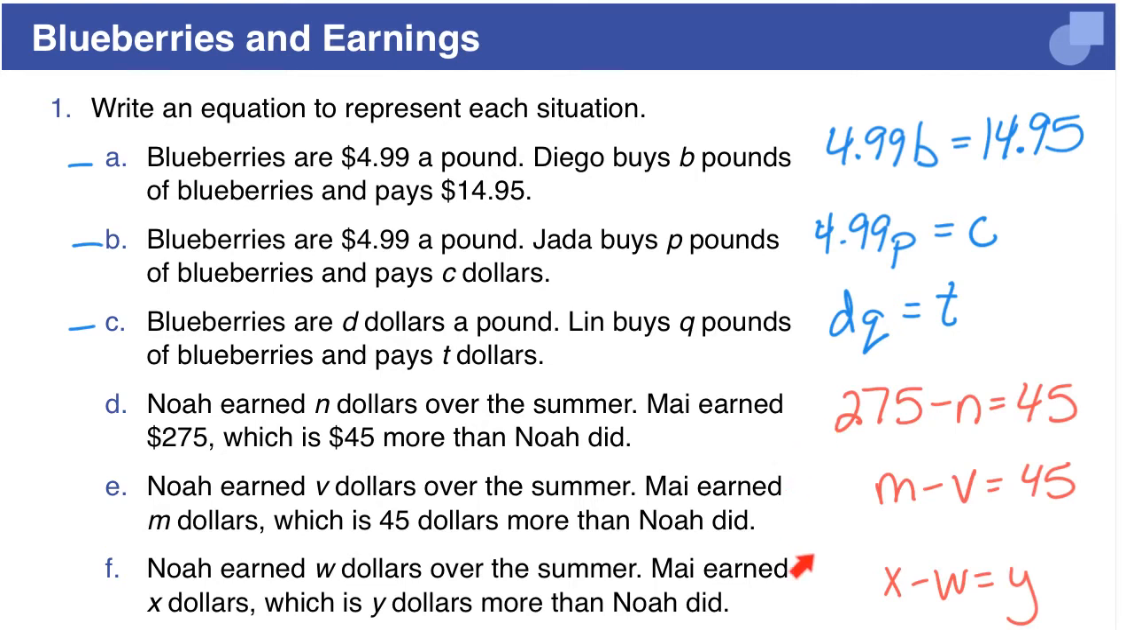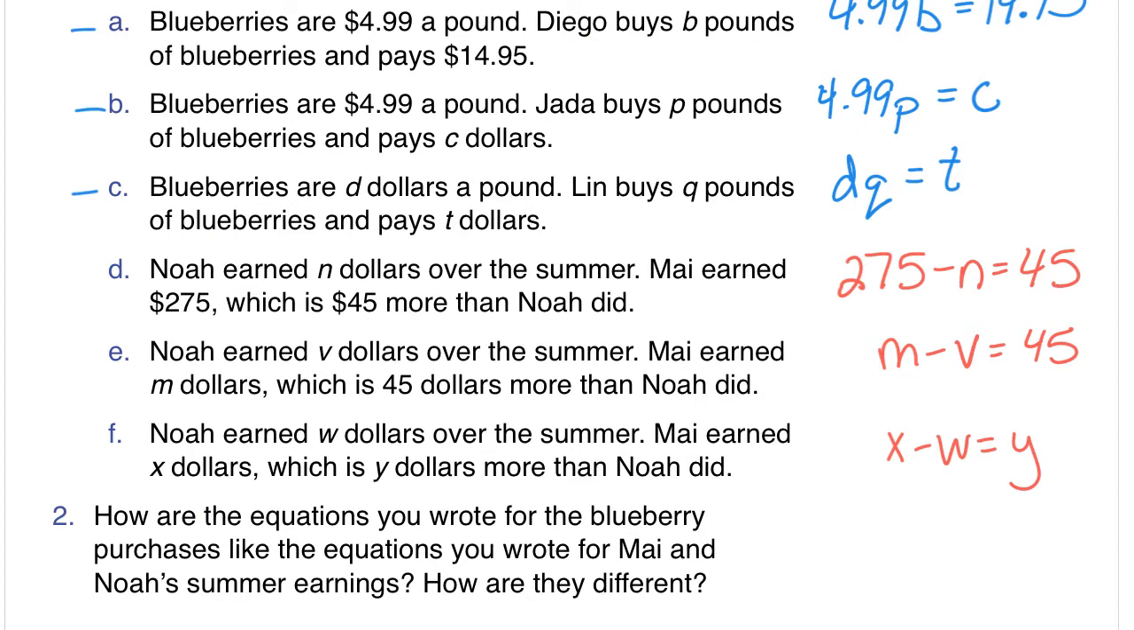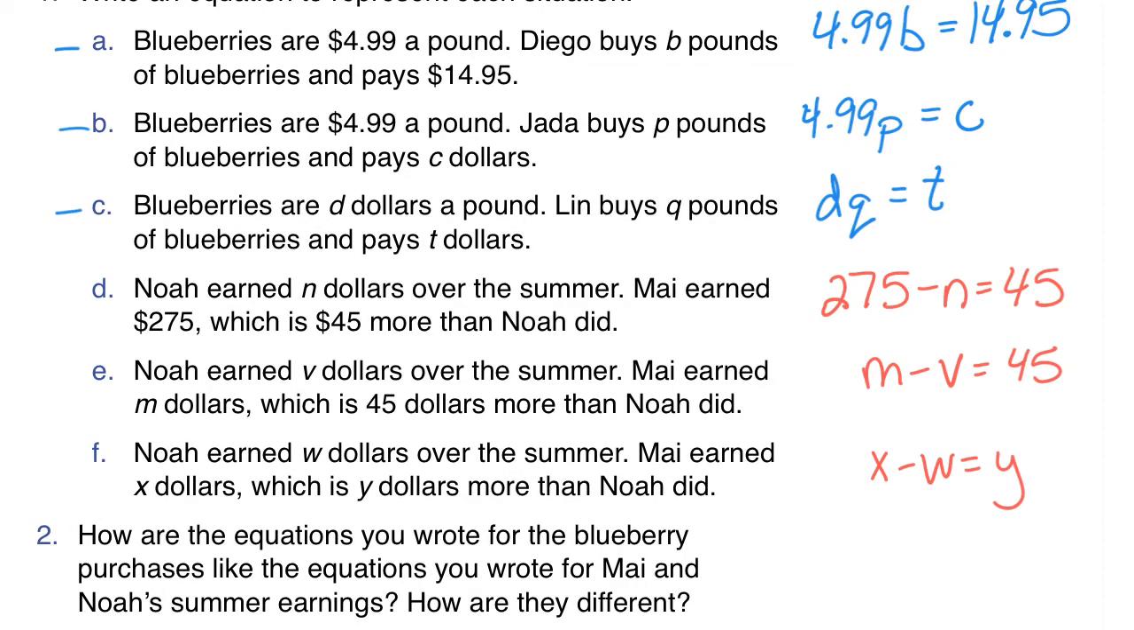The big thing in these three equations was that in subtraction, the order matters, and so they have to be in the right order. So 275 minus n has to equal 45, similar in these other ones. Ask questions if you need help. In number 2, hopefully you notice that our equations are really similar as you go down A, B, C, and then D, E, F. The only things that are different are that we are including more variables because we have more unknown amounts.